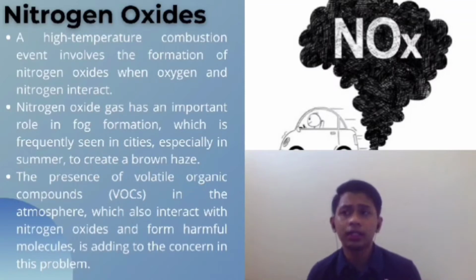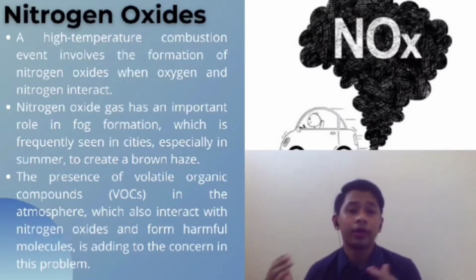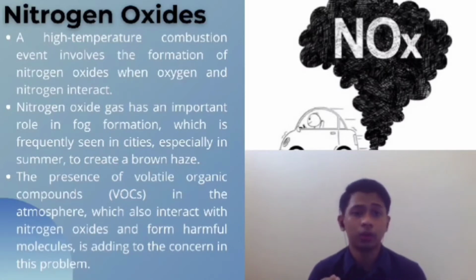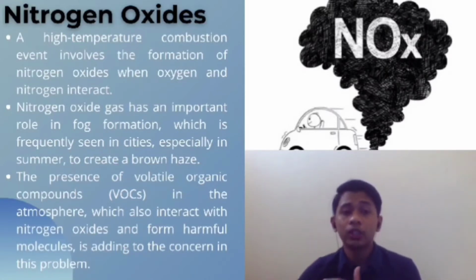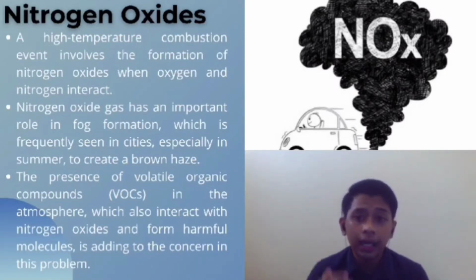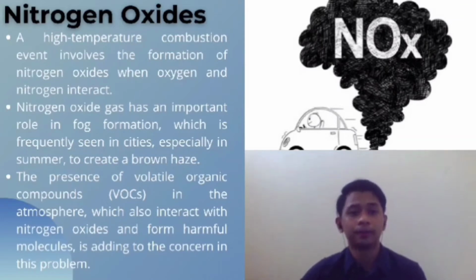Nitrogen oxide gas has an important role in the fog formation, which is frequently seen in cities, especially in summer, creating a brown haze. And if UV rays from the sun are exposed, the molecules of nitrogen oxide will break down and become ozone. The presence of organic compounds, which is the VOC, in the atmosphere will also interact with the nitrogen oxide and form harmful molecules, adding to the concern in this problem. Lower ozone is a serious pollutant, unlike the higher atmosphere protective ozone layer.